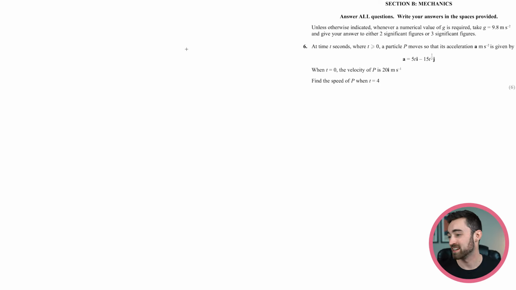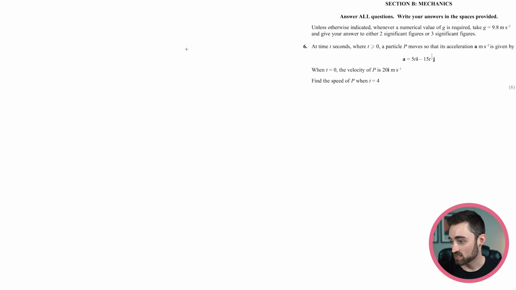Let's have a look at what we have. Unless otherwise indicated, whenever a numerical value of g is required, take g as 9.8. Give your answer to either 2 significant figures or 3 significant figures. Okay. So this is a classic, right? Take g as 9.8, unless the question says, you know, take g as 10, for example. All right, let's have a look.